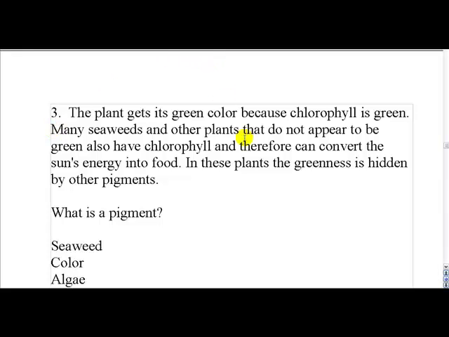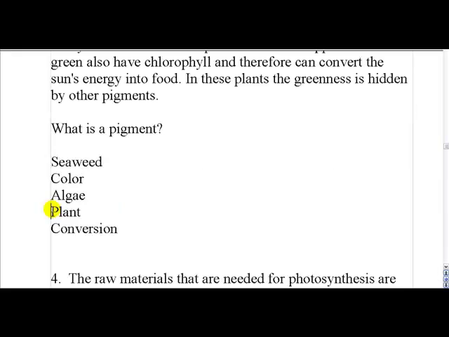So I think the main thing here is the greenness, or green colors, hidden by other, and of course here pigments is a type of color, because the word other is giving examples of other types of pigments which are not green. So what is a pigment? Seaweed, color, algae, plant, or conversion. Your best answer here is B, color.